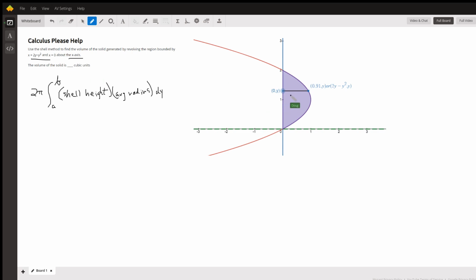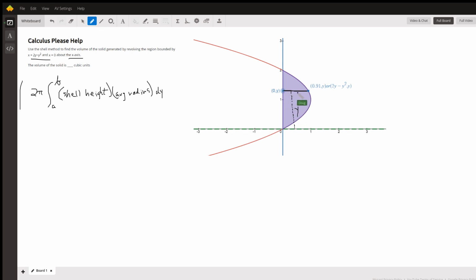And when you use the shell method, your shells are parallel to the axis of revolution. So here is a typical shell right here. And the volume is generated with this formula right here, 2 pi times the definite integral from a to b. We got to figure out what a and b are. Of the shell height, that's this distance right here, times the average radius. And the average radius is the distance from the axis of revolution to the center of the shell, which in this case is just y.